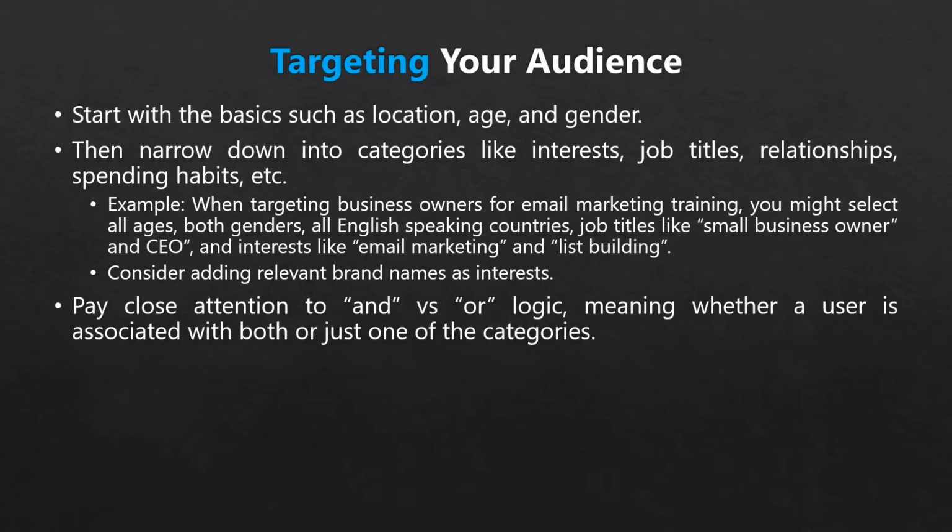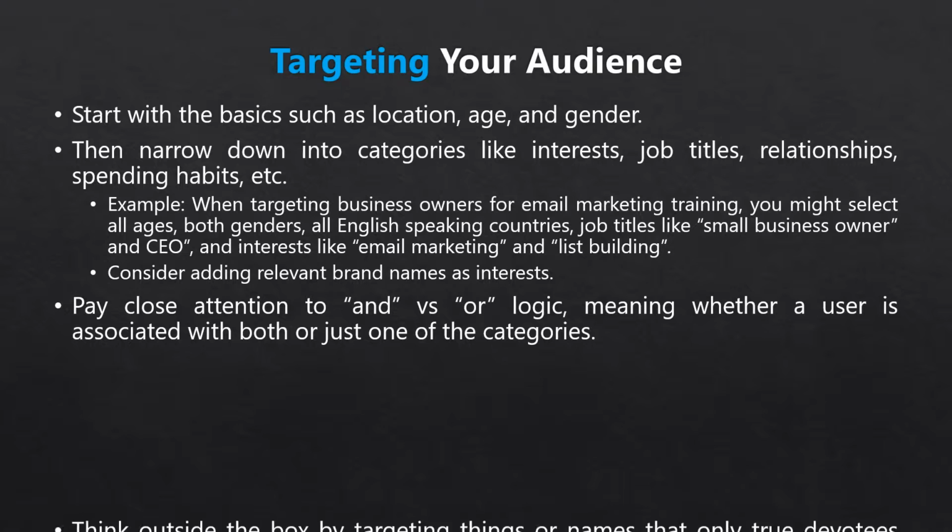Pay close attention to the combination logic you're using. By this I mean "and" versus "or" logic. For example, do you want to choose any people who are interested in either email marketing or Aweber? Or do you want to choose only the people who are interested in both email marketing and Aweber? The latter approach is represented by the narrow audience button below the targeting box. There may be benefits in some cases to a broad "or" logic approach, but generally you want to get pretty narrow for the most effective targeting.